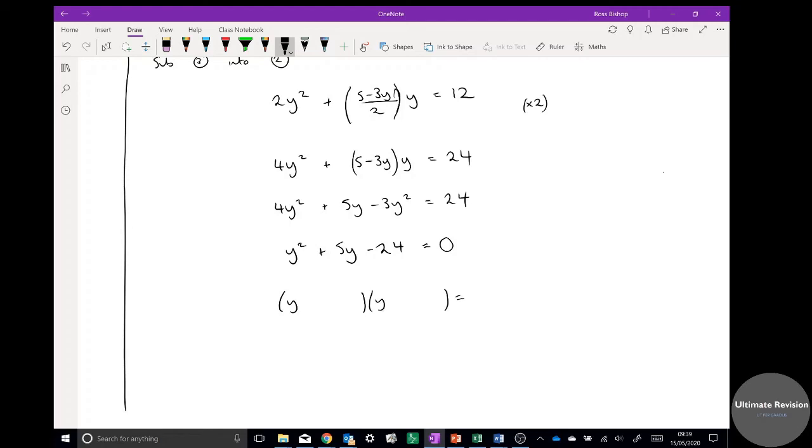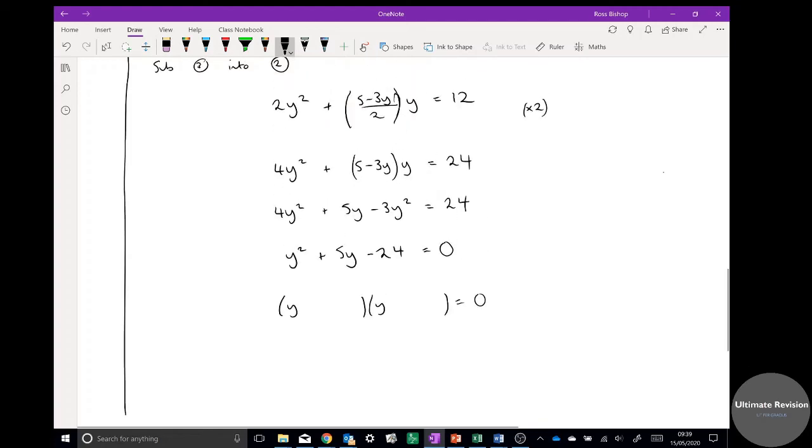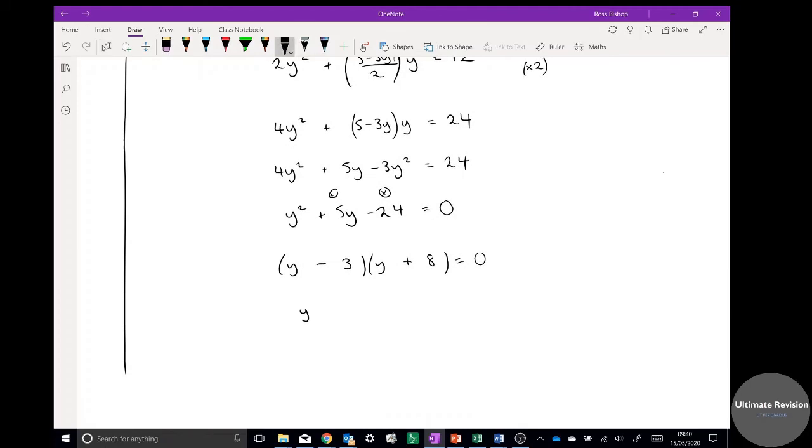Yes, it does, I think. It's going to be 8 and 3. That times to make negative 24, that subtracts to make 5, and it's going to be positive 8 and negative 3. So my y values are going to be 3 or negative 8.